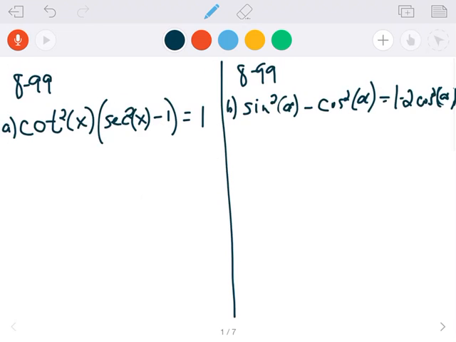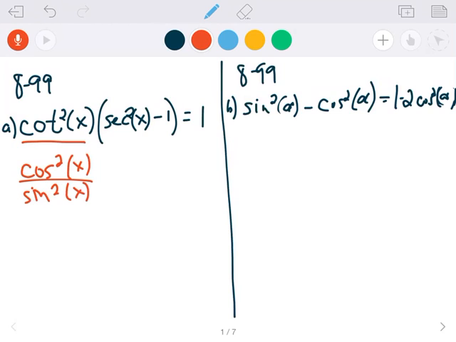So if we go back to 899A, we have cotangent squared times secant squared minus 1 equals 1. We probably want to look at the more complicated side to simplify it. So we're going to look at the left side. And we know that cotangent squared is equal to cosine squared over sine squared.